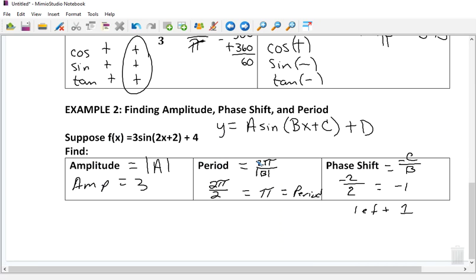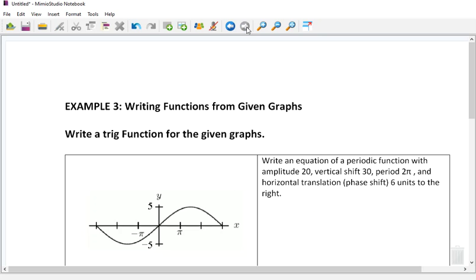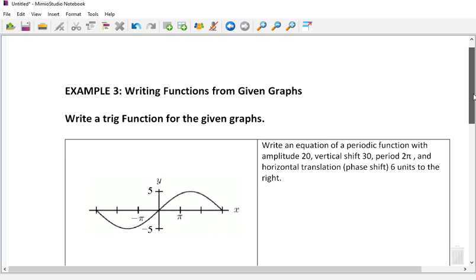Yep. Okay, so let's talk here. Let's move on to this third page here. This is the page I'm really worried about here. Writing functions.